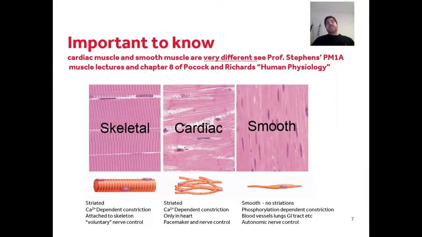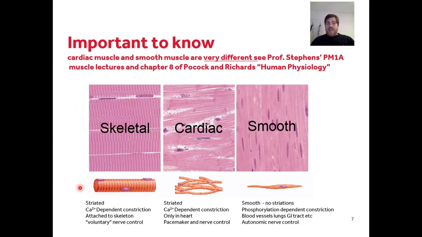Now I'm going to end this little section by talking about something that I think is important to note. I've spoken in part 1 about cardiac muscle, and here I've spoken about vascular smooth muscle. And I want you to know that cardiac and smooth muscle are very different to the skeletal muscle that is mentioned in Professor Stevens' lectures. And the reasons for the differences can be found in Professor Stevens' lectures. I just want to re-highlight it there.